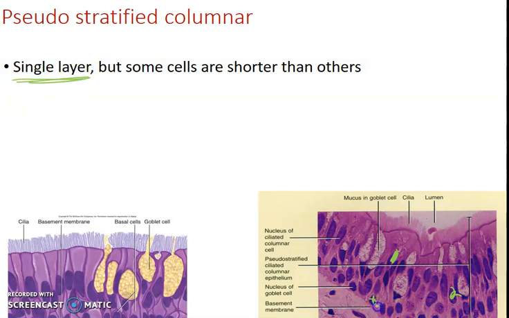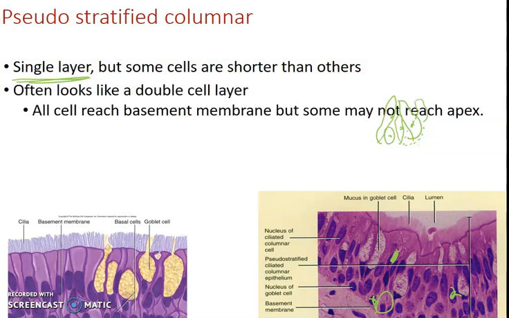And then we just have some short cells. That's just a short cell right there, being pushed down. So you could have cells like this, then another cell like that, another cell like that. So it looks like multiple layers. This cell is actually hiding behind that cell. It looks like there's multiple layers, but in reality, it's one layer. It's just really, really random. So it often looks double layered, but all cells reach the basement membrane. Not all cells reach the apex.